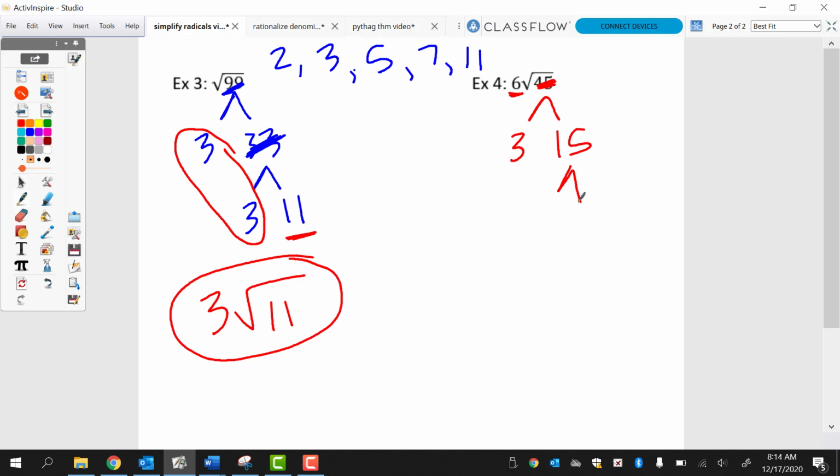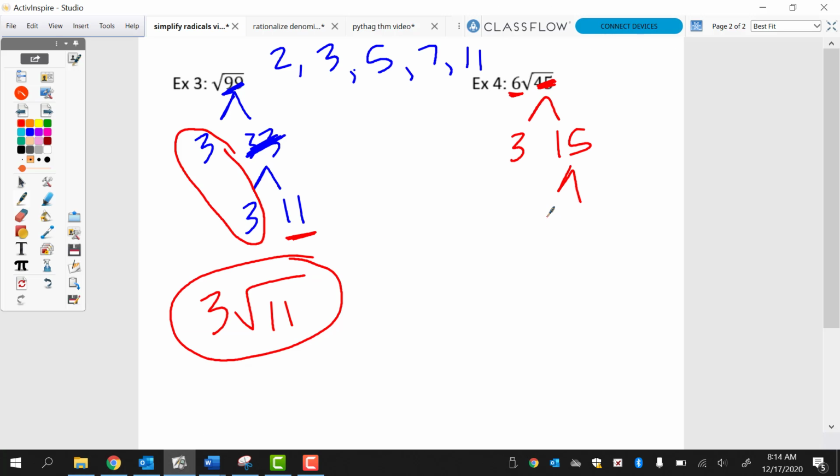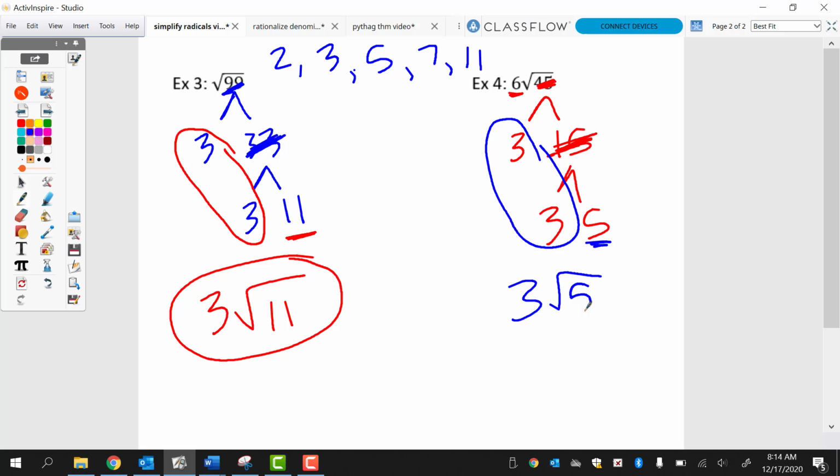Let's try dividing 15. 15 divided by 2. Oh, it's a decimal. Can't use it. Try divided by 3 is a 5. So I have 3 and 5. Cross out the 15. The bottom, these are all prime numbers, so I'm done dividing. So let's circle our pairs. I got a pair of 3s. Okay, so 3 goes on the outside. What's left over is the 5 goes on the inside.